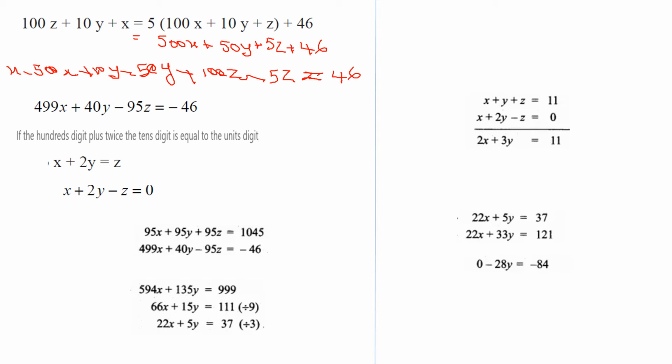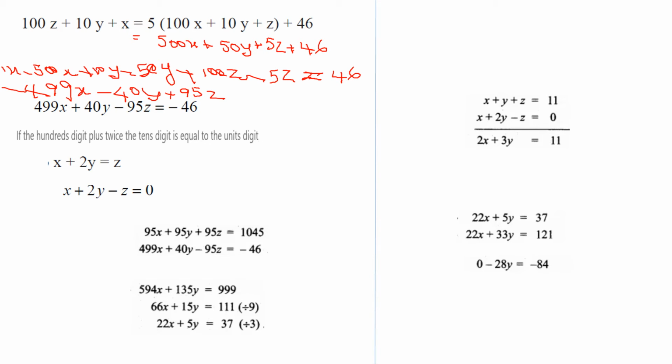Simplify. x minus 500x means 1 minus 500, subtract: 500 minus 1 is 499. The greater number has the minus sign, so minus 499x. The same rule, minus 40y. 100z minus 5z is plus 95z, equal to 46.